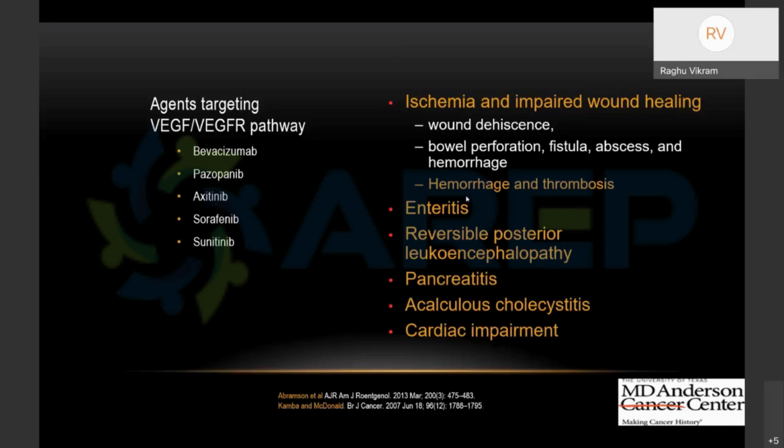They can also cause endothelial damage and hemorrhage and thrombosis, enteritis that we talked about, and other important ones which we can't predict, like reversible posterior leukoencephalopathy. I don't see any of this, thankfully, because I don't know what a brain looks like.